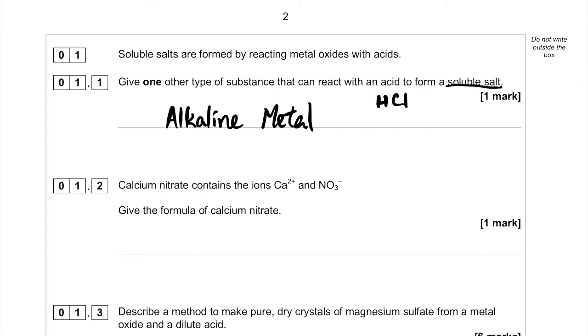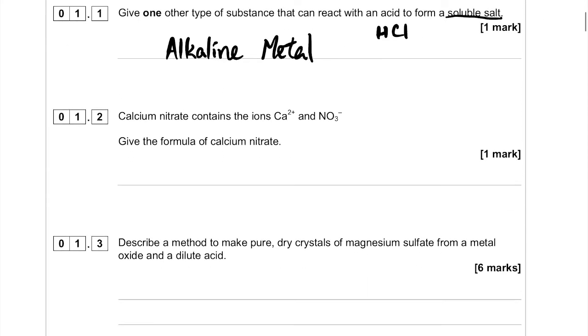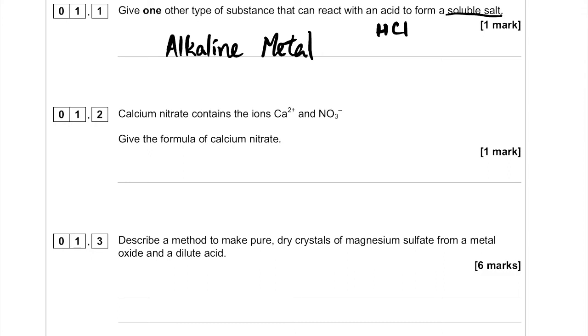There are many others. As long as they do make a soluble salt, you can use other things like any types of carbonate, or any types of ammonium salt, and things that make ammonium salt, like an ammonia base, ammonium hydroxide, things like that.